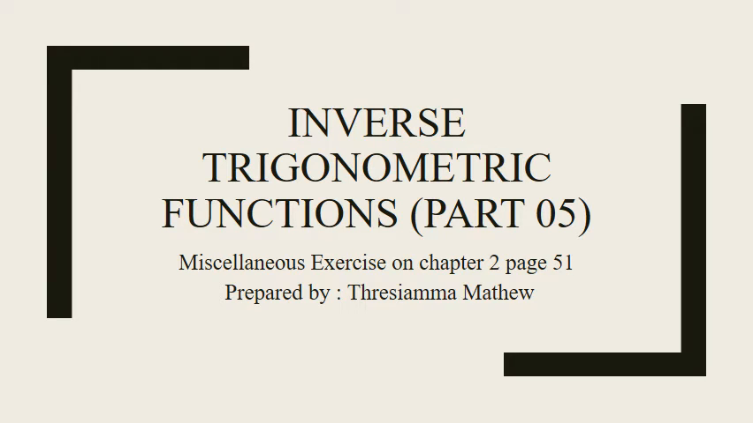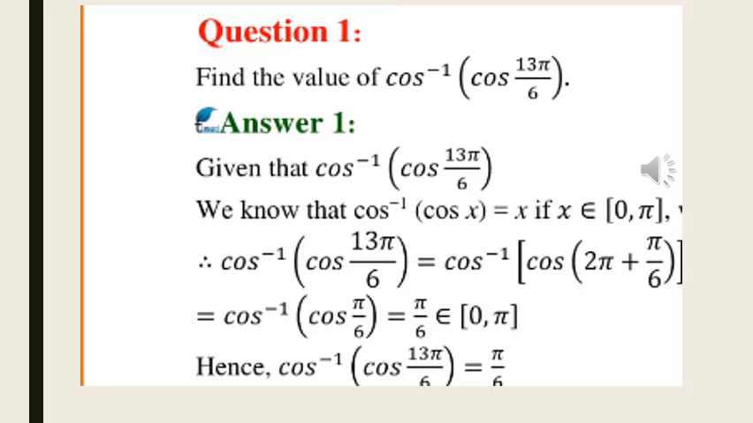We are at the fifth part of inverse trigonometric functions. Today, we will be solving a few questions on the miscellaneous exercise. Question number 1 from the miscellaneous exercise, textbook page number 51. Find the value of cos inverse of cos 13 pi by 6.